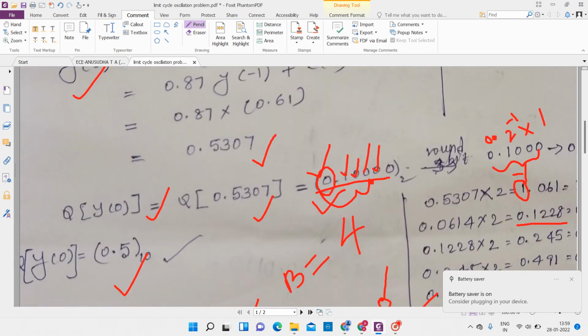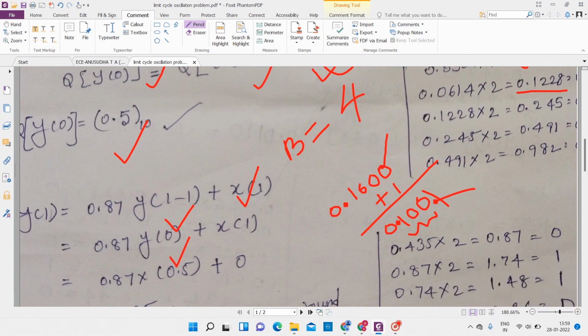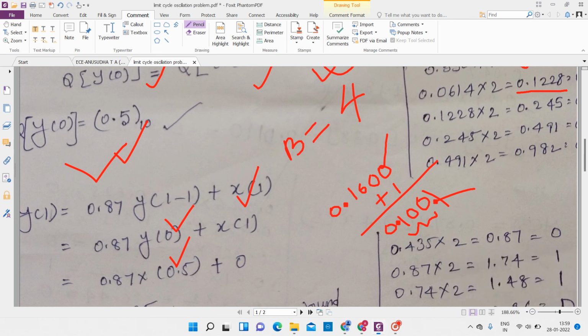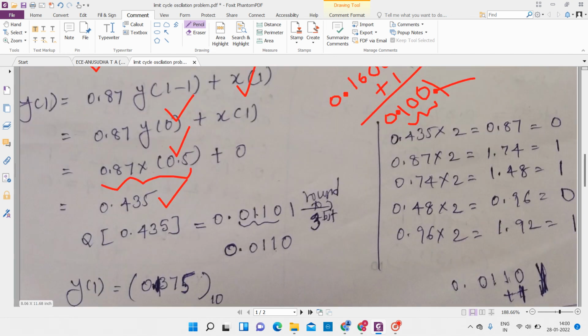Here our value is y of 0. We have already found the value of y of 0. We have to take the quantized value of y of 0. It is 0.5, because only after quantizing will it compute the next value. So the quantized y of 0 value is 0.5. You have to substitute that 0.5. You have to multiply this 0.87 and 0.5. You will get 0.435. So again you have to find out the binary value for this 0.435, then only you have to do rounding.